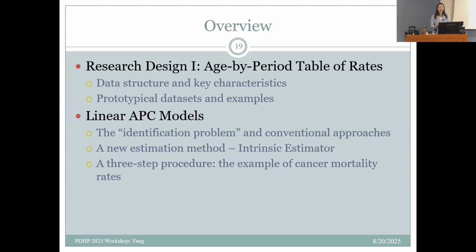So the overview, I will talk about the research design, and you will see more clearly the question that we just answered in chat. What does the data look like in the age by period table of rates? What the data structure is, the key characteristics, and some examples. And then I will talk about the linear APC models that have been used to fit this kind of data, and talk about the identification problem and what people have done in the past, and introduce a new estimation method that overcomes the limitations of the previous methods and also gives a step-by-step, 3-step procedure using an example of analysis of cancer mortality rates.